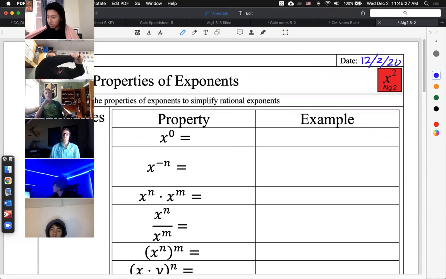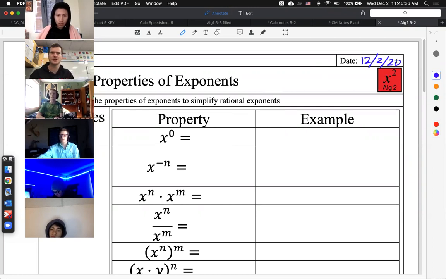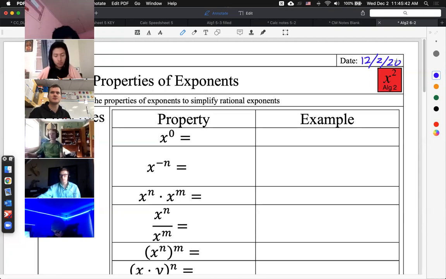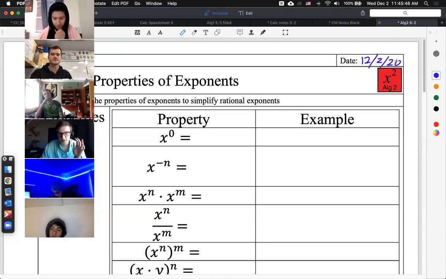Our objective today is to do what? With a quiet raised hand, I can see all of your screens except for Jenny and Jessica, who need to turn on their cameras, and Jade. Quiet raised hand, who wants to read our objective? There it is, Wyatt. Use the properties of exponents to simplify rational exponents. There it is. All right.